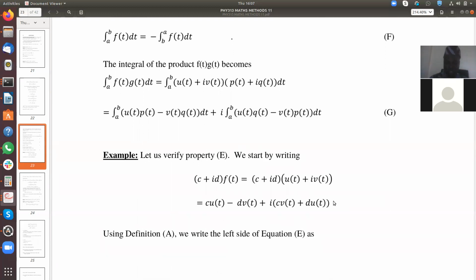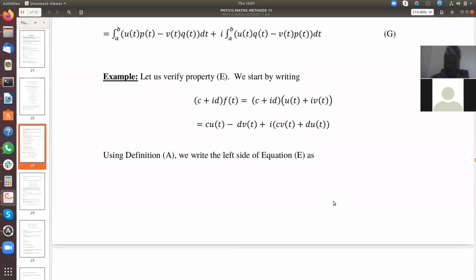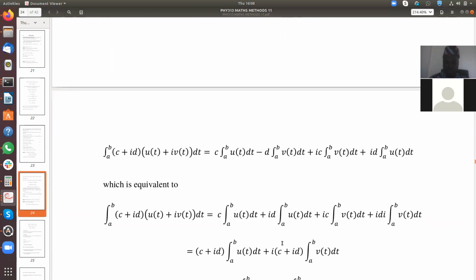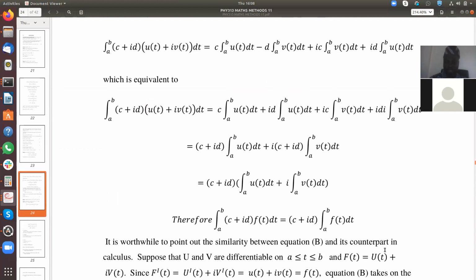So if you use definition A, the one we have above, you can write this expression like this. The whole of this now equals each of these separately. So this is equivalent to having this, because it's a constant, you take it out. Then you have this, which is a variable, which depends on t. The whole of this like that. Then you collect the like terms. At the end of the day, you see that therefore the integral of this is the same thing as c plus id, which is the same thing as this.